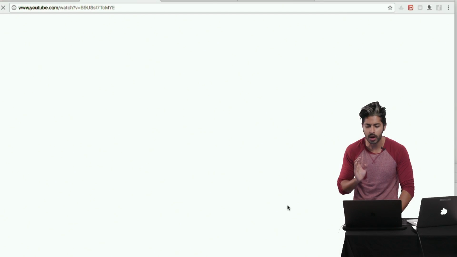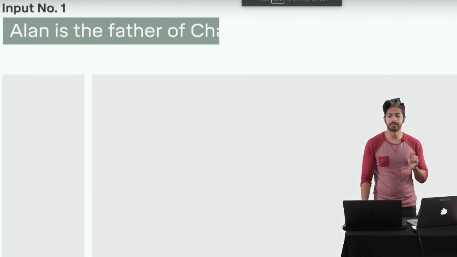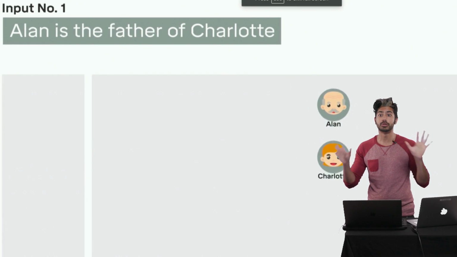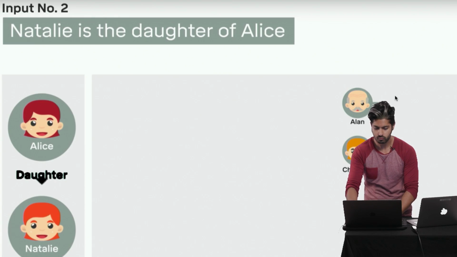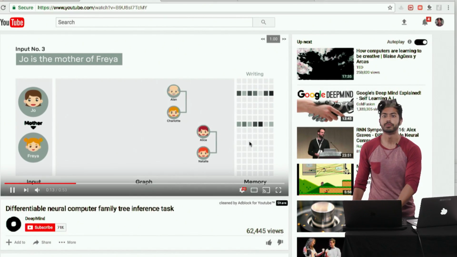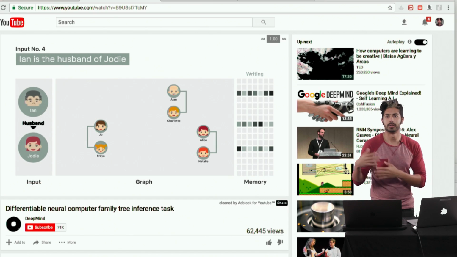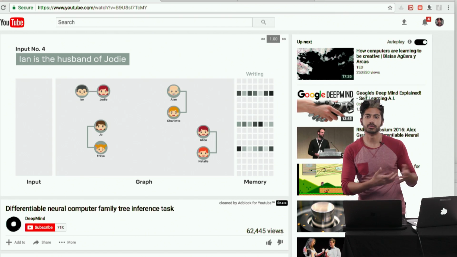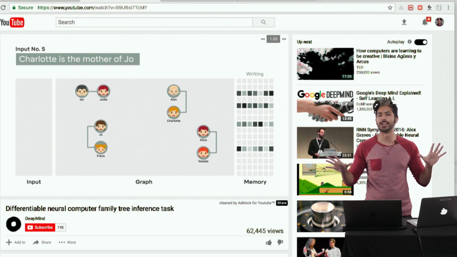And let me show you guys one more thing that they did. So to keep going with this idea of associating two different data types, they first fed it some associations, like Joe is the mother of Freya, Bob is the mother of blah, blah, is the husband of blah. So a bunch of different associations. So natural language text associations.